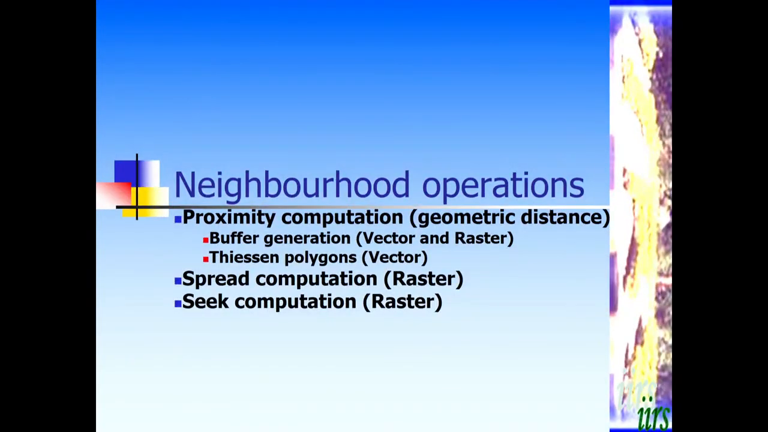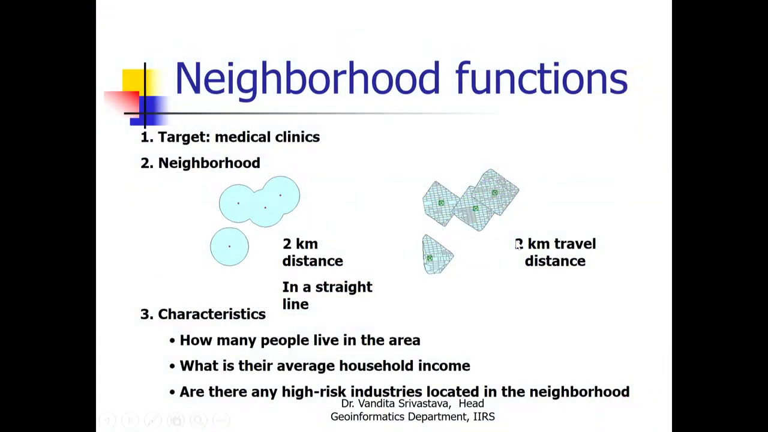Now I will talk quickly about the neighborhood and connectivity operations. There are various methods to do proximity calculation using buffer generation and Thiessen polygons. A Thiessen polygon is based upon an algorithm called Delaunay triangulation, which divides the data in a specific manner using the Delaunay criteria. And then there are seek and spread kind of functions. I'll quickly show you the buffer zone.